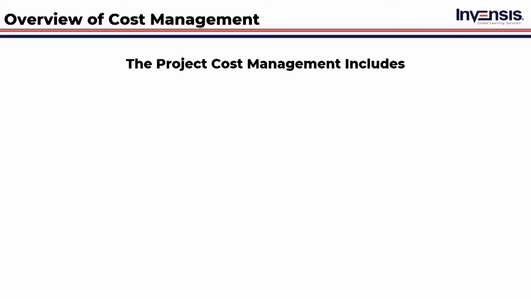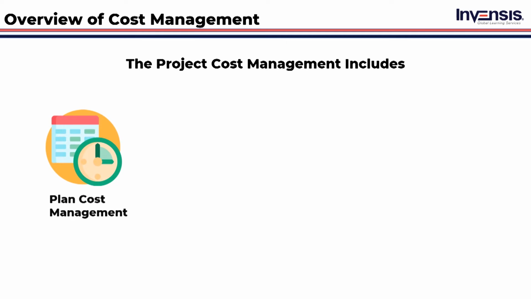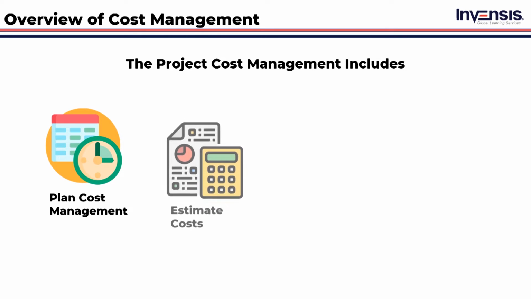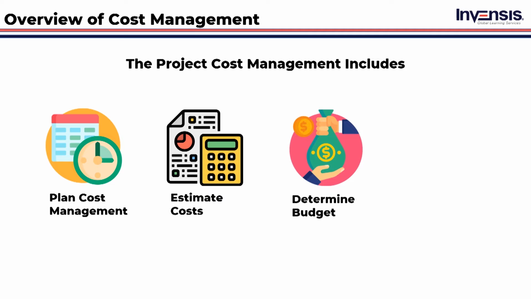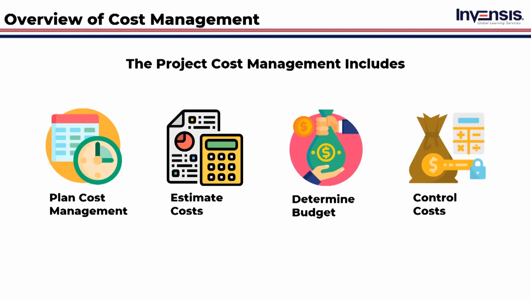Project cost management includes several processes. They are: plan cost management, the process of determining how project costs will be estimated, budgeted, managed, monitored, and controlled. Estimate costs, the process of estimating the monetary resources required to perform project tasks. Determine budget, the process of combining the projected costs of particular activities or work packages in order to produce an authorized cost baseline.